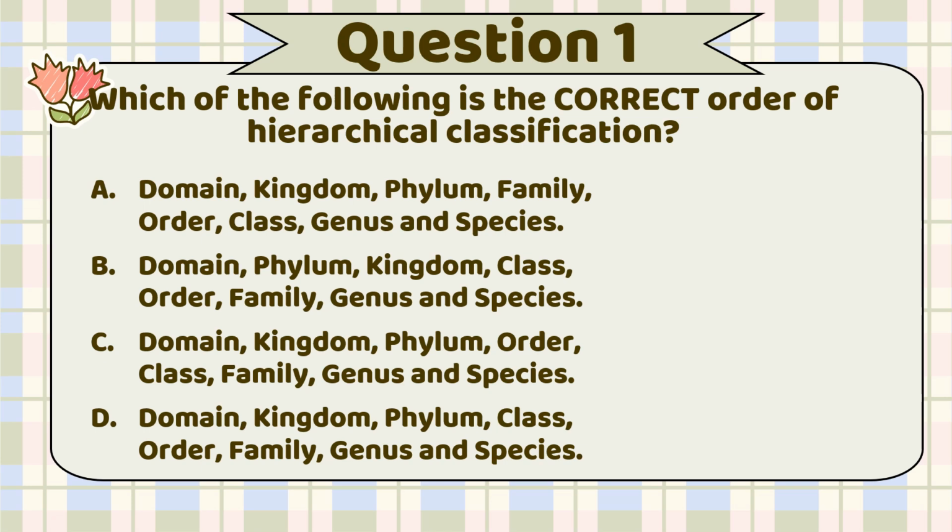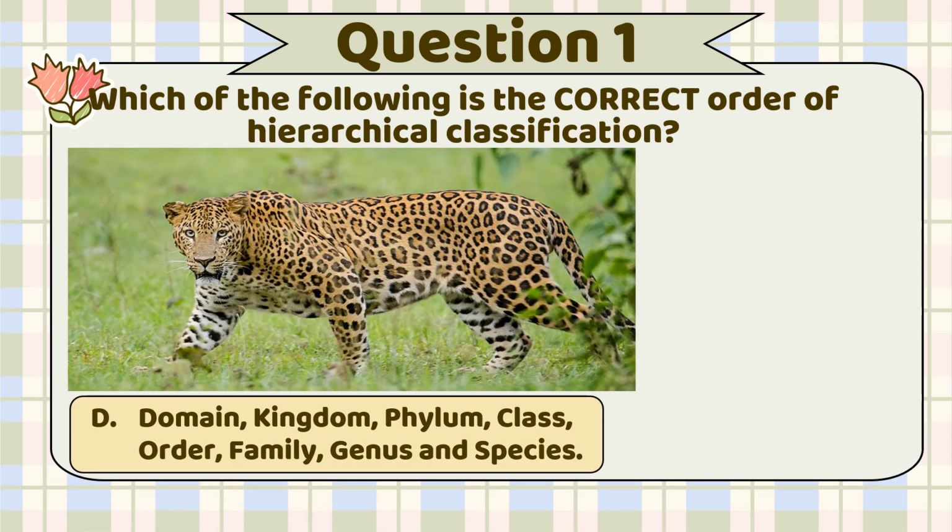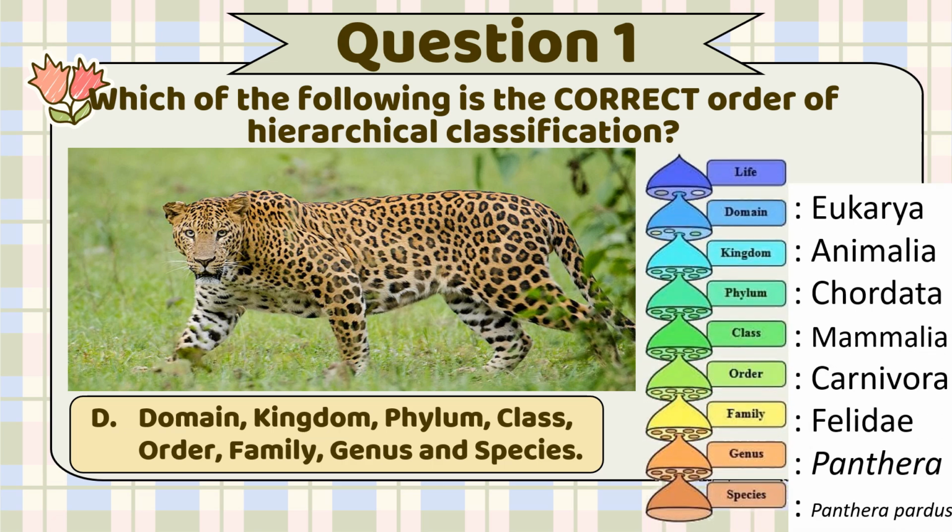Question 1. Which of the following is the correct order of hierarchical classification? The answer is D. For example, here I have a leopard. The domain for this leopard is Eukarya, its kingdom Animalia, phylum Chordata, class Mammalia, order Carnivora, family Felidae, genus Panthera, and the name of the species is Panthera pardus.